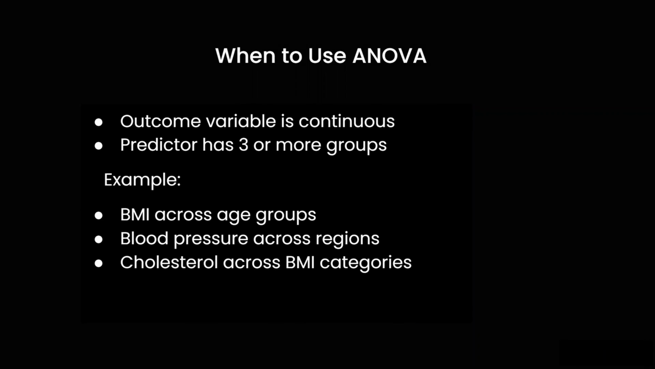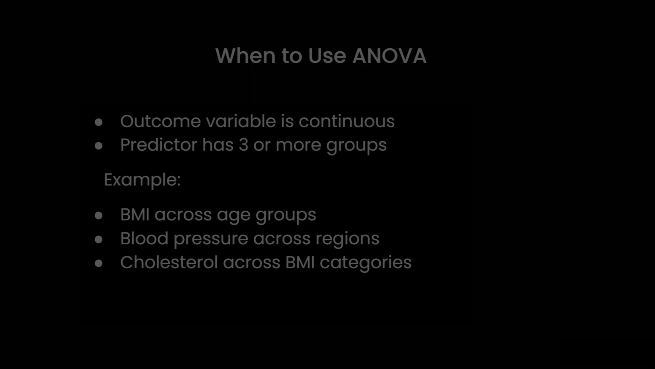We use ANOVA when our outcome variable is continuous and our predictor variable has three or more groups. For example, comparing BMI across different age groups, blood pressure across regions, or cholesterol levels across BMI categories. ANOVA helps determine whether there are significant differences between these group means.